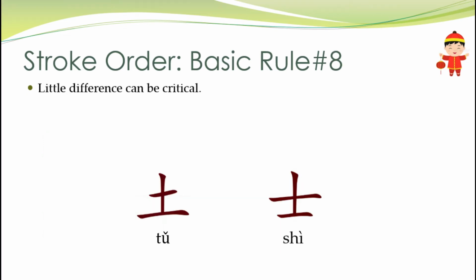Basic rule number 8: little difference can be critical. So, magiging maingat tayo sa pagsusulat din ng Chinese characters. Katulad nito, yung tu, that means earth. Napansin mo mas mahaba yung horizontal sa baba kaysa dun sa gitna. Tapos yung shi, mas mahaba yung horizontal bar sa gitna kaysa dun sa ilalim. Yung shi is scholar. Yung tu, that's earth. Pag nagkamali ka lang ng length ng horizontal bar, mag-iiba ang ibig sabihin ng Chinese character na yon.